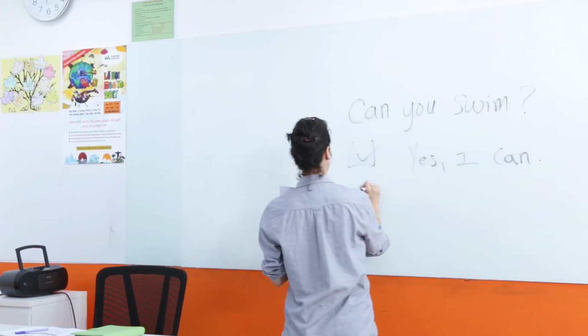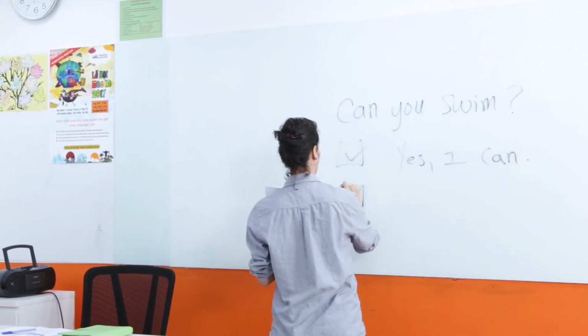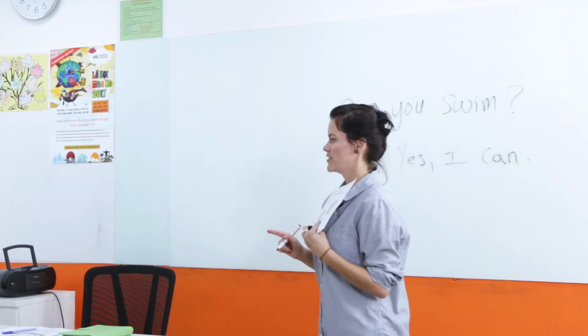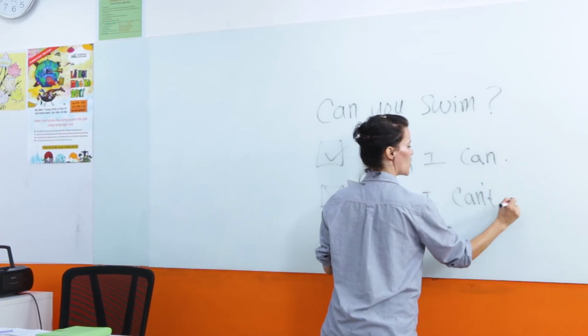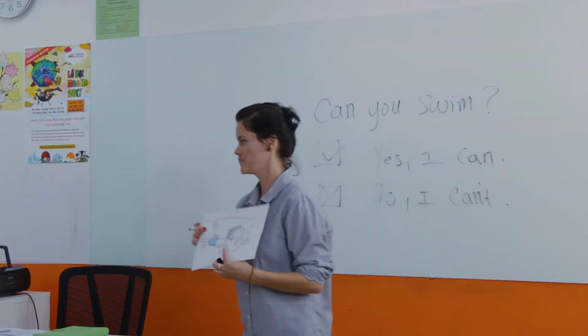Wonderful. Okay, if I wrote this symbol down, what would that be? What answer would that be? Yes, Rose. No, I can't. Very good. That is the answer. No, I can't. Wonderful. Good job, guys.